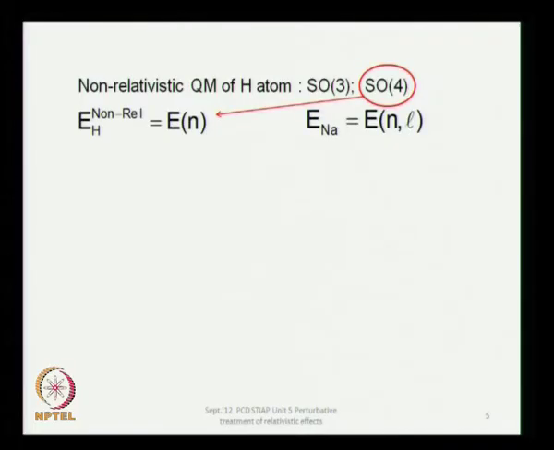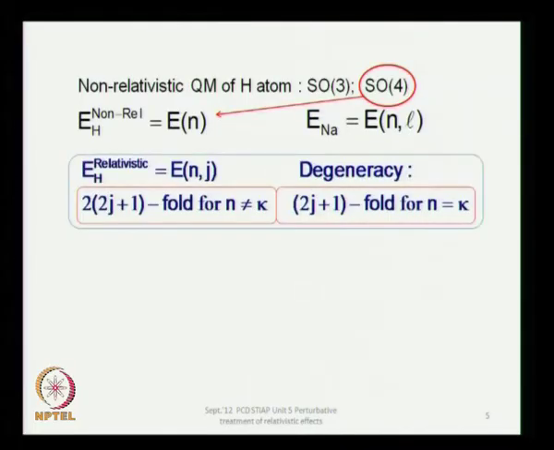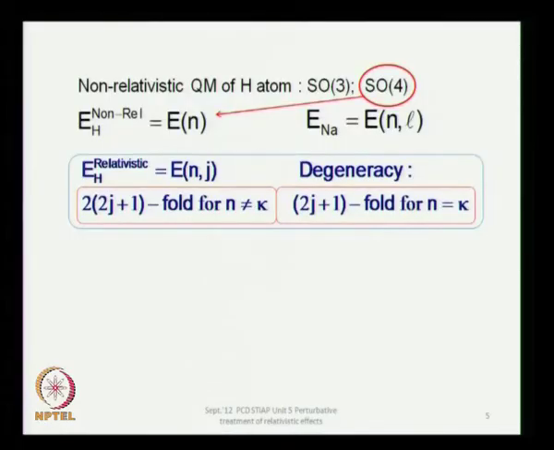Okay. Now, let us ask this question, that when you take the relativistic energy, and we have done this in unit 3. So, you remember the Dirac solution to the energy, and Dirac solution has energy which depends not just on the principal quantum number n, but also on the total angular momentum quantum number j. Okay. So, E depends on both n and j, and the degeneracy is 2 into 2j plus 1 fold whenever n is not equal to the kappa quantum number. You remember the kappa quantum number in Dirac's theory, whereas when n is equal to kappa the degeneracy is 2j plus 1 fold.